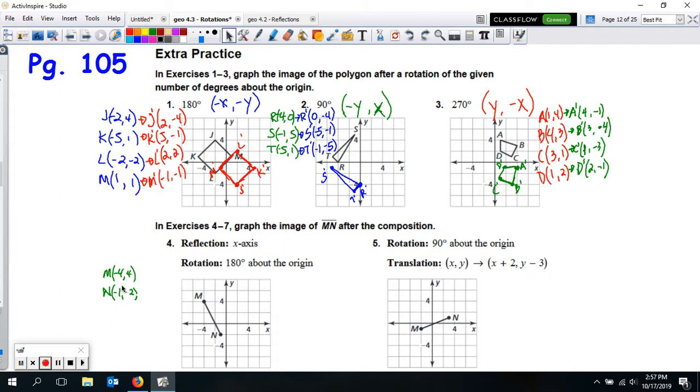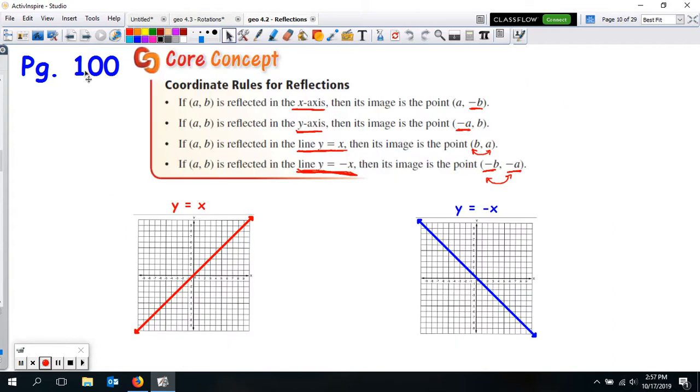But now what we do to the x and y's here is a reflection in the x-axis. So we're going to reflect this here over this axis. Well, now we got to go back to the core concept for reflections. So we got to go back several pages. This is back on page 100 on this core concept. So look back at that page in your notes.